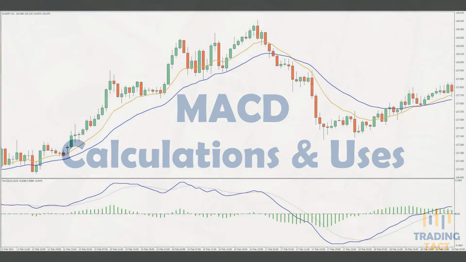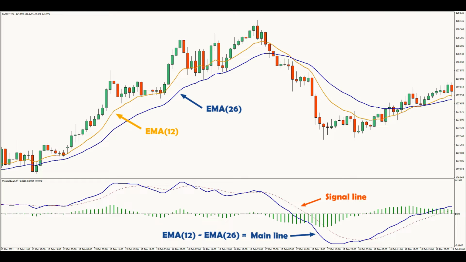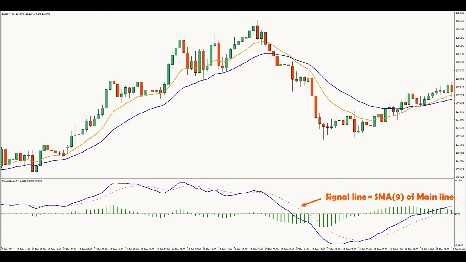Developed by Gerald Appel in the 1970s, the MACD measures momentum by plotting the difference between two EMAs. It consists of two lines, the main line and the signal line. The main line is simply the difference between a 12 and 26 period EMA. Notice that the main line crosses under 0 when the 12 period EMA crosses under the 26 period EMA. The MACD signal line is a 9 period simple moving average of the main line.